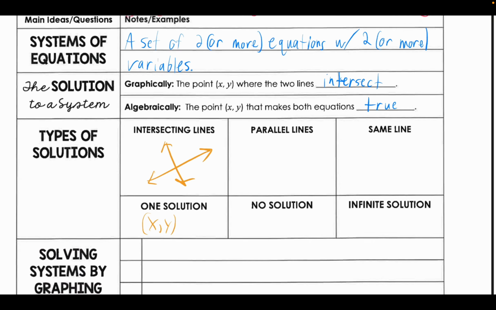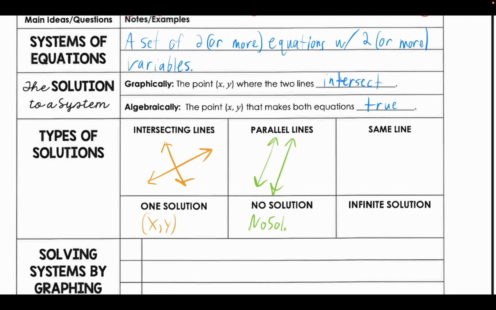A second scenario is where you have two parallel lines. And when you have two parallel lines, that means they never intersect. Well, if we said the solution is where they intersect, that means there's no solution, which you can abbreviate: no, or I guess that's not an abbreviation. You can abbreviate solution to SOL, period.